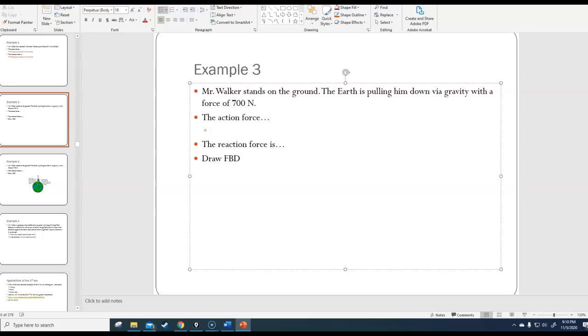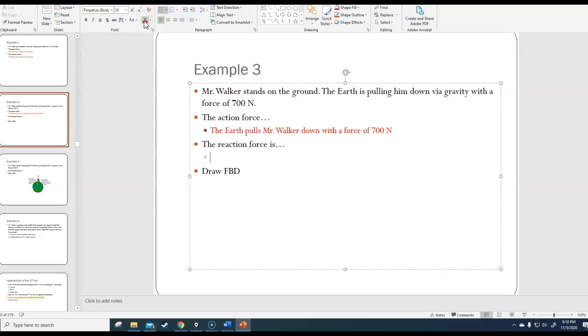Okay, and this question always messes with people. The action force is very straightforward. Let me put this in red so you can see it. The action force is the earth pulls Mr. Walker down with a force of 700 newtons. And what many people will say is the reaction force is something like the ground pushes up on Mr. Walker with a force of 700 newtons. But that's not actually the case. Or I should say, it is the case that the ground does push up on Mr. Walker with a force of 700 newtons, because of course the net force is 0. But that has nothing to do with the third law.